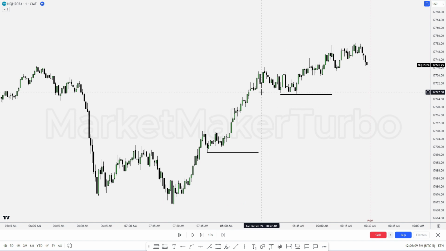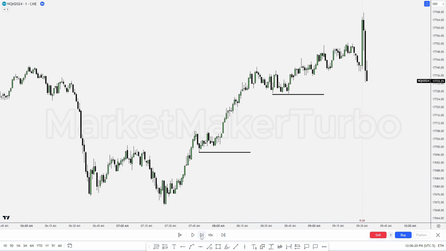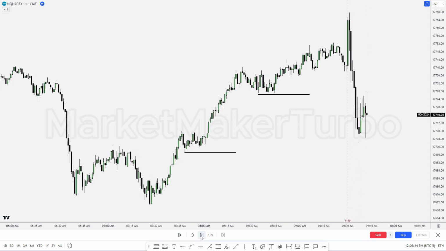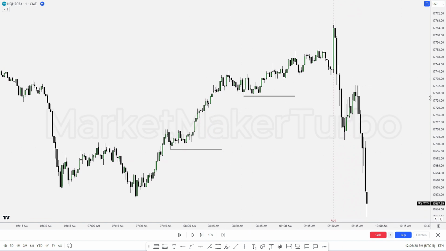So if these are your pools of liquidity that you like, what do you want 9:30 to do? Here it goes. That's one pool tagged, the second pool tagged. And if you understand what a multiplier is, then you should know that every day this will form. If it's every day this is going to form, that's all I'm really going to say.